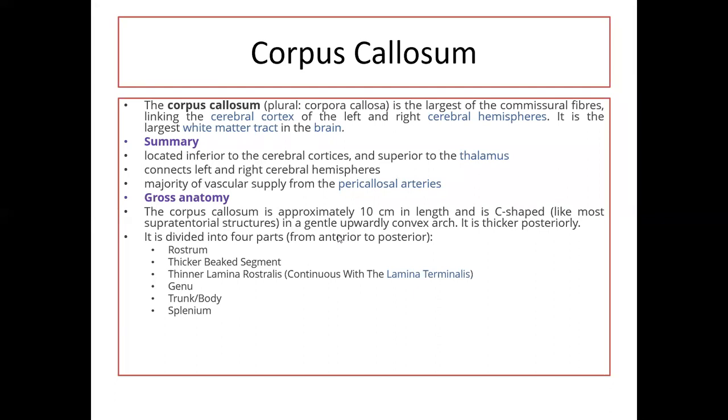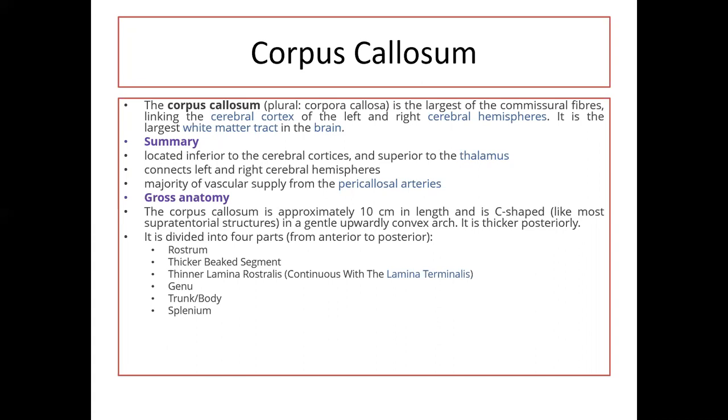Another thing is the corpus callosum. The corpus callosum is the largest commissural fiber tract linking the cerebral cortex on the left and right. It is the largest white matter tract in the brain. It is located inferior to the cerebral cortex and superior to the thalamus. It connects the left and right cerebral hemispheres. The majority of vascular supply is from the pericallosal arteries.